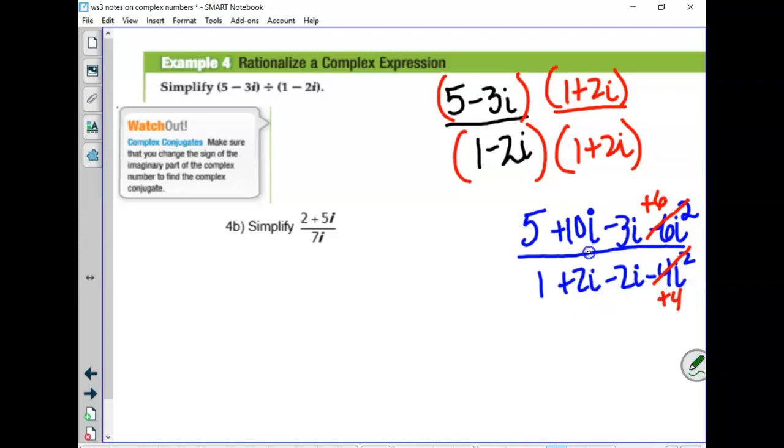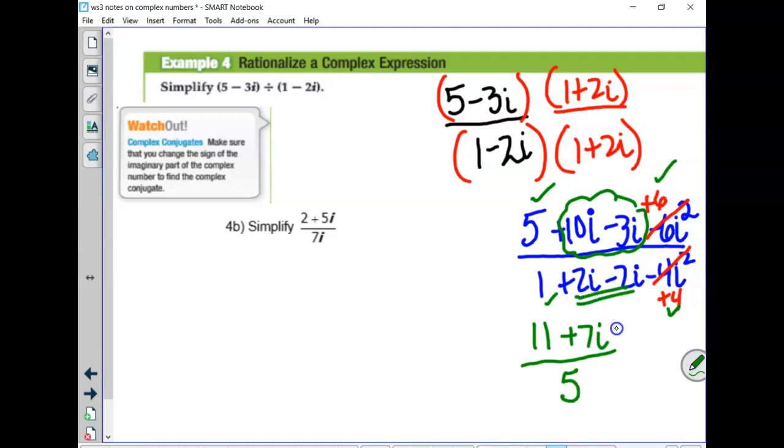Now, if I combine like terms up top, I have a 5 and a 6 is 11, and a 10i minus 3i would be a positive 7i. Everybody okay with where I got those numbers or not? 5 and 6 were like terms, and then in the middle here, that was 7i. You good now? Down on the bottom, there was a 1 and a 4, which is 5. What else? Those two canceled each other out. That was the whole point. That's why it became real.